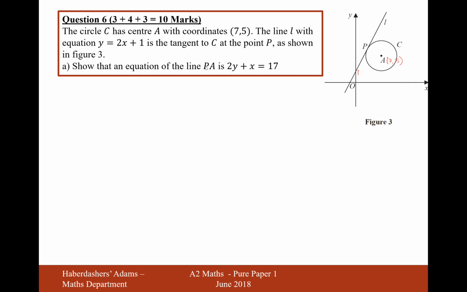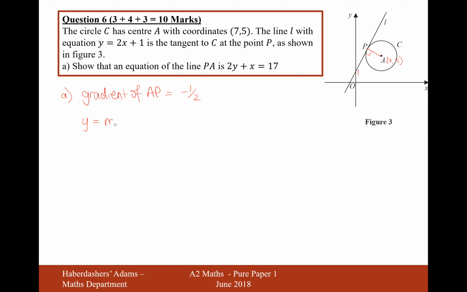Show that the equation of the line PA, so that's the line from P to A, is 2y + x = 17. Well, I know from a circle theorem rule that a tangent must meet a radius at a right angle. So I know that the gradient of AP is going to be perpendicular to the gradient of the line L, so therefore the gradient is going to be minus a half. I also need to know what coordinate it is going to intersect P or A at, and I know the coordinate for A is 7, 5, so I'm going to now use that.